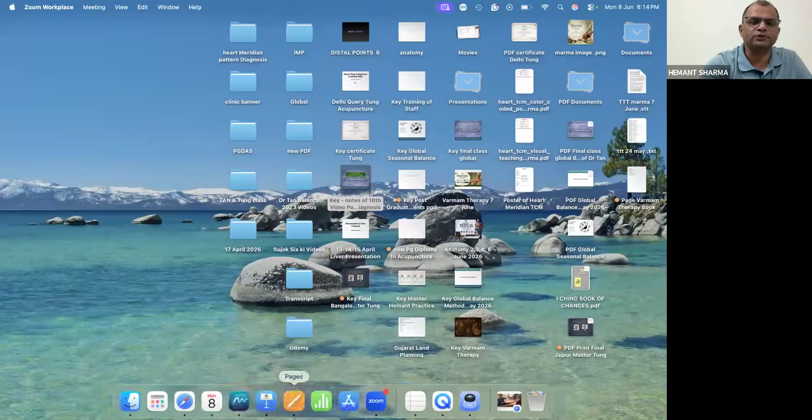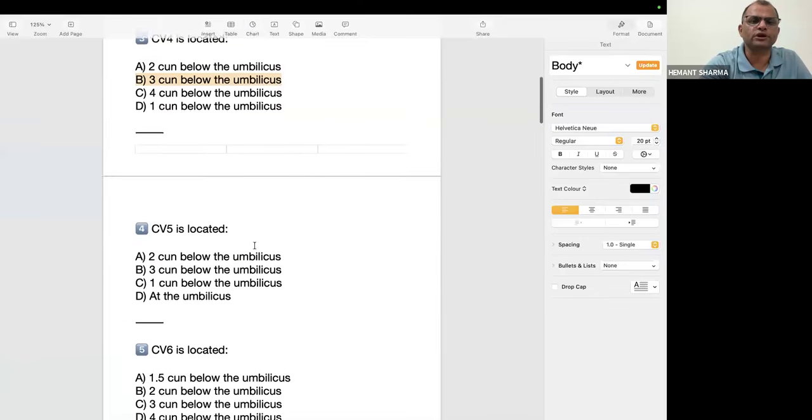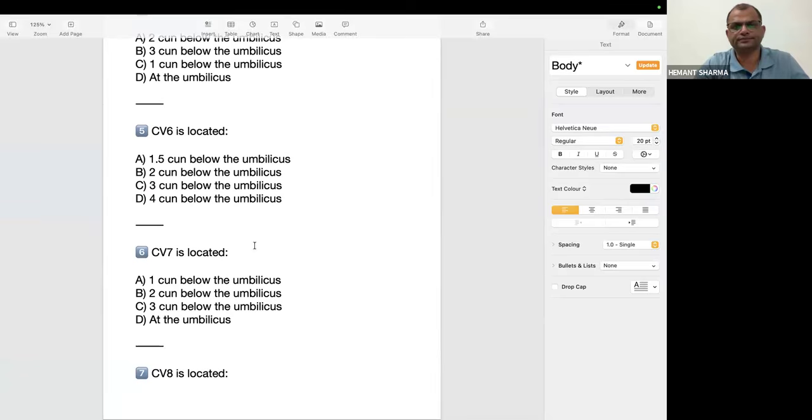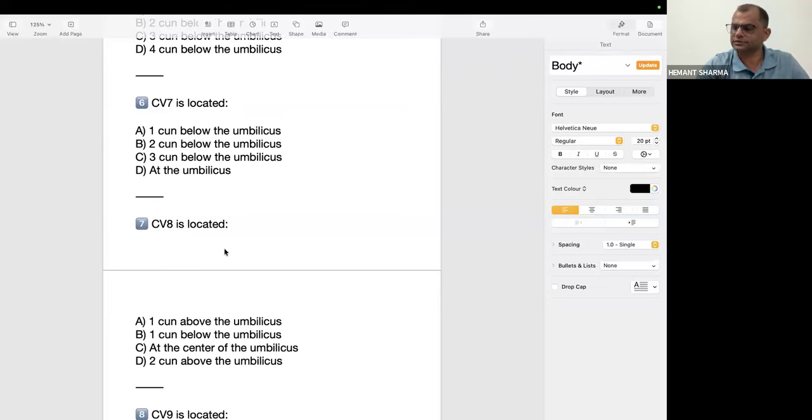This was a very important point, CV4. Now question number 4: CV5 is located 2 cun below the umbilicus. Question number 5: CV6 is located 1.5 cun below the umbilicus.